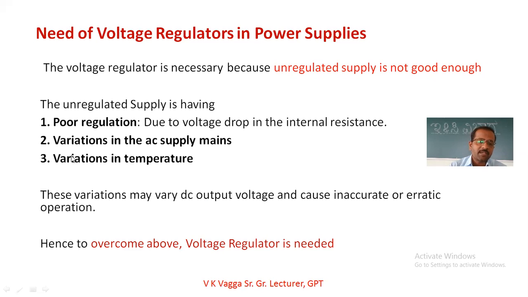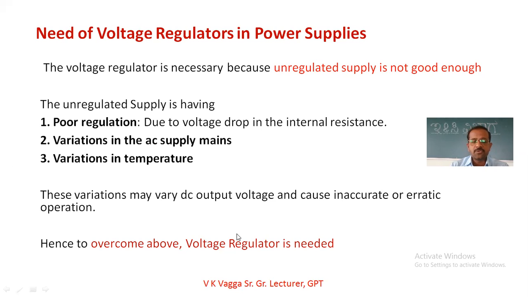And another reason is the variations in the temperature. Temperature also plays a vital role here. According to the variations of the temperature, the unregulated output voltage also varies. So all these variations may vary the DC output voltage, and may cause inaccurate or erratic operation. In order to overcome the poor regulation, the variations in the AC mains, and the variations in the temperature, the voltage regulator is needed.